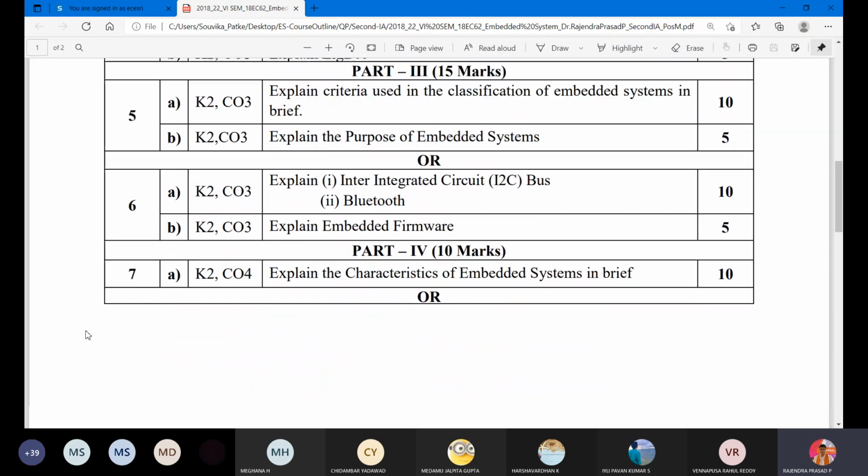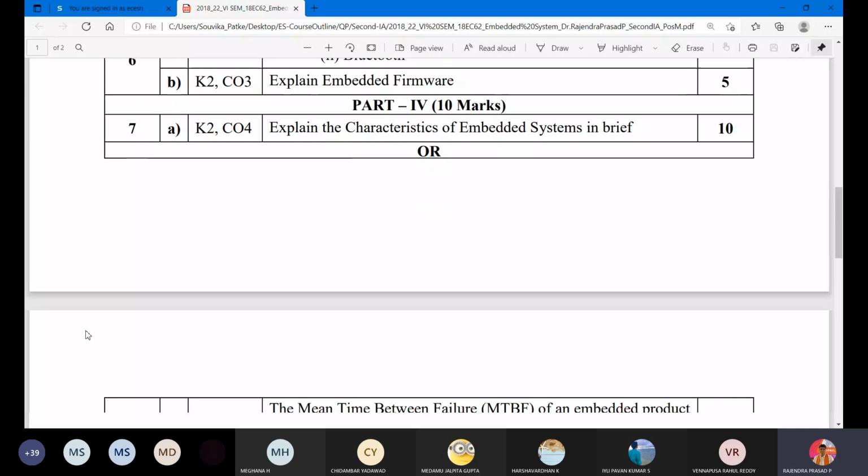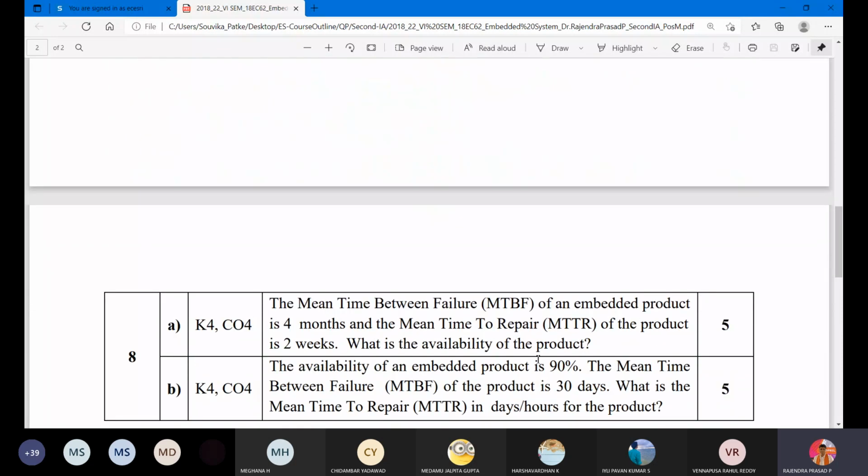Seventh and eighth question. I wanted to know how many have written seventh A or have attempted the eighth question. Seventh question you have written or eighth question you have written? Seventh one, sir. How many pages have you written? 1.5 page, 1 page, more than 1 page, 2 pages? 2 pages.